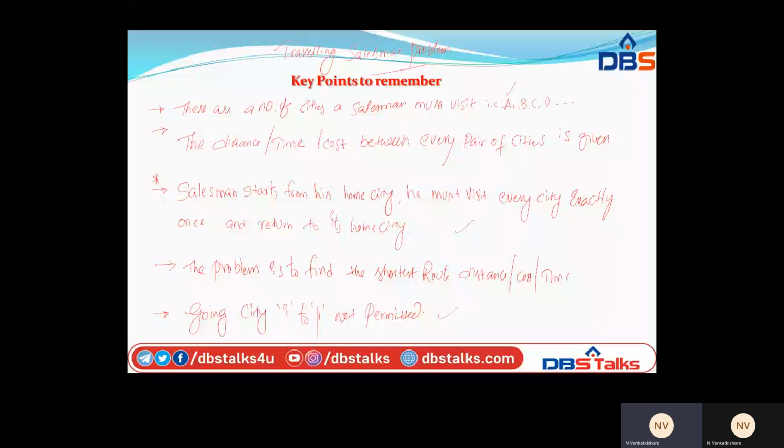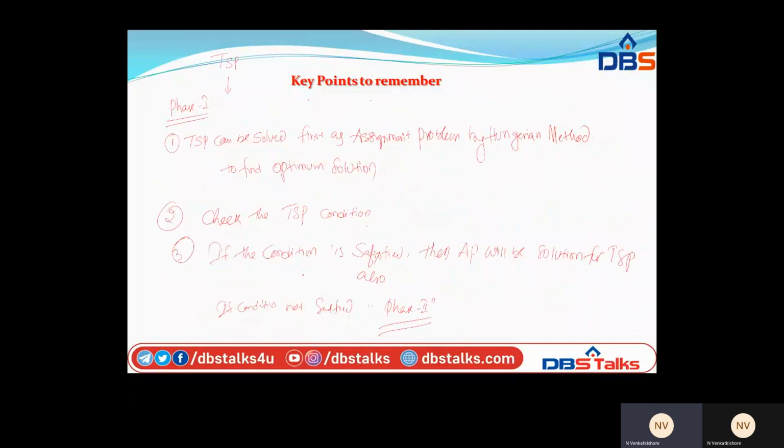So the city is to be visited only once, except the one where we started, and we have to come back to the same point at the end. A visited city may not be visited a second time. Then the problem is to find the shortest route, shortest distance or shortest time. At the same time, going from city i to i is not permitted. That means A to A is not permitted, B to B is not permitted, and C to C is not permitted. That is a very important point.